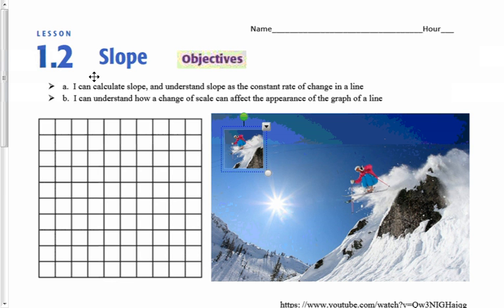Hey students, this is lesson 121, slope. We're going to be learning about slope, and as you can see, slope has something to do with skiing, but as you're going to find out, it's got a lot to do with a whole lot more.